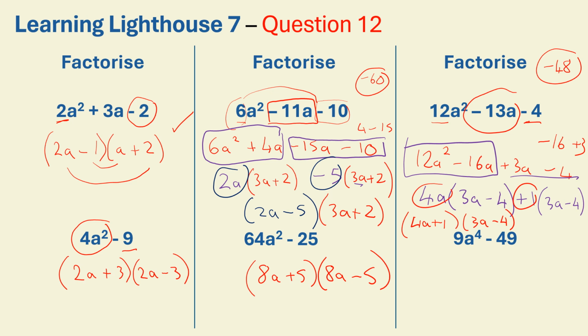And I've saved the mean one for the end here. This is a square. If you square root 9, you get 3. If you square root a to the power 4, you get a squared. And the square root of 49 is 7, so 3a squared plus 7, 3a squared minus 7. You'll find this one a lot at the high end of GCSE and also A level.